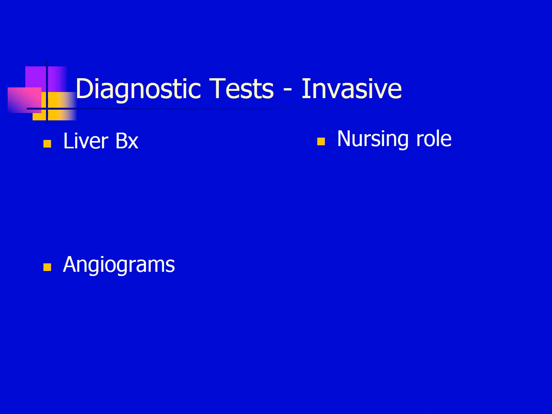So invasive tests are liver biopsy and angiography, right? Angiograms help to visualize the artery and the vein, and with the liver biopsy we're taking a sample of the tissue and analyzing it to see if there's any malignancy.